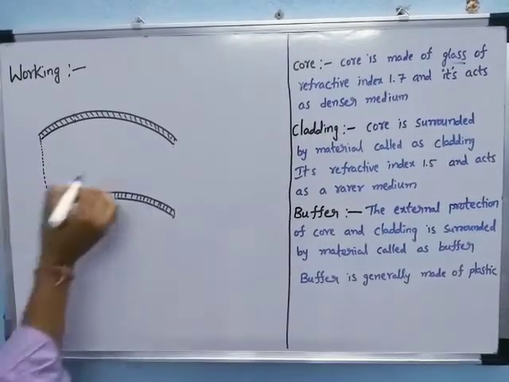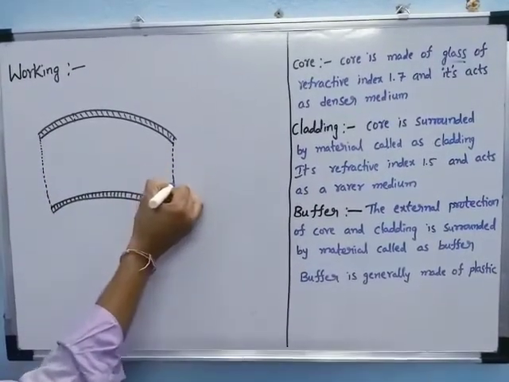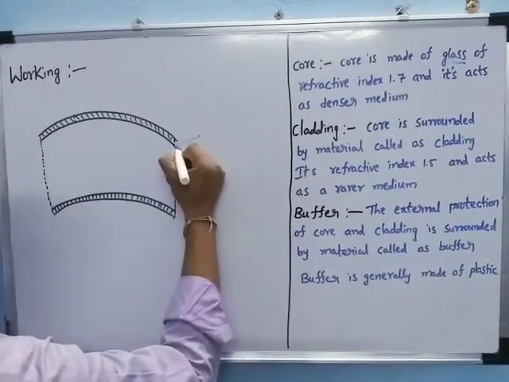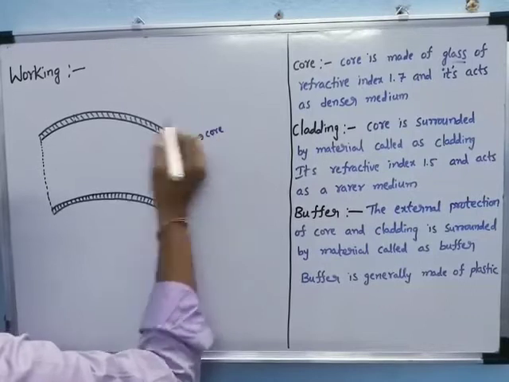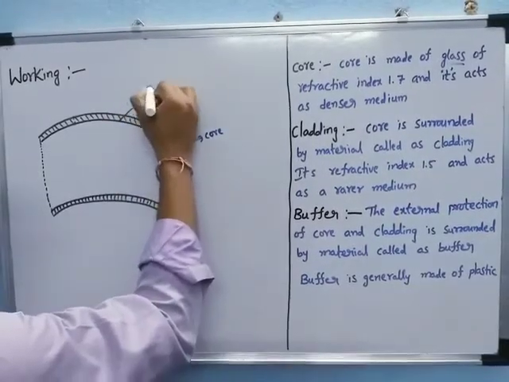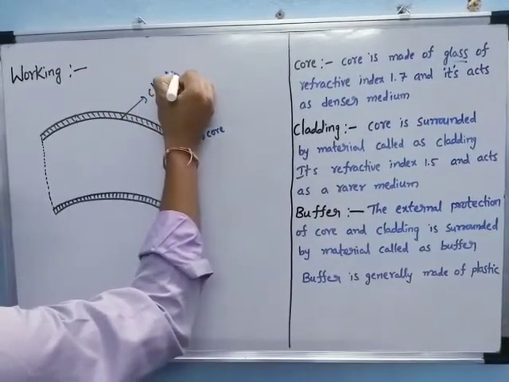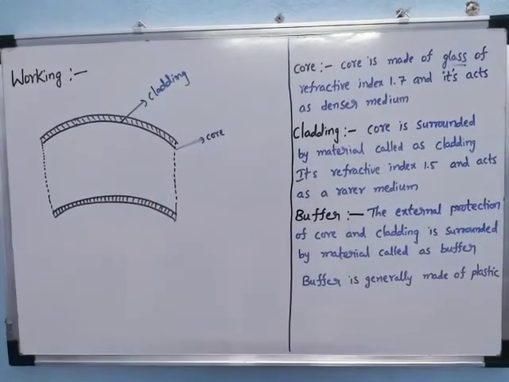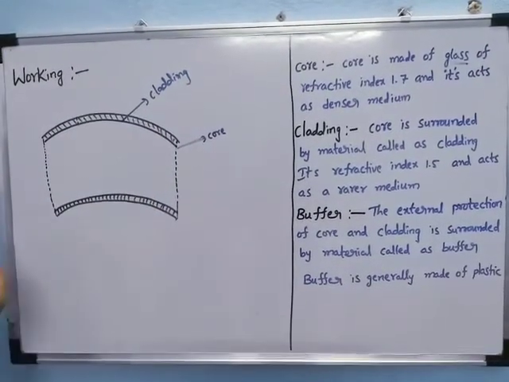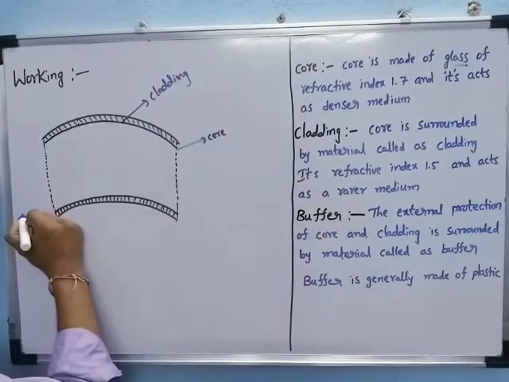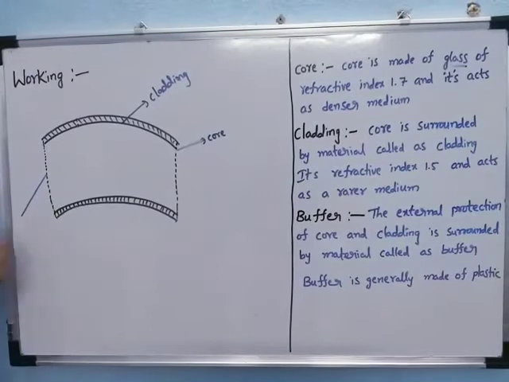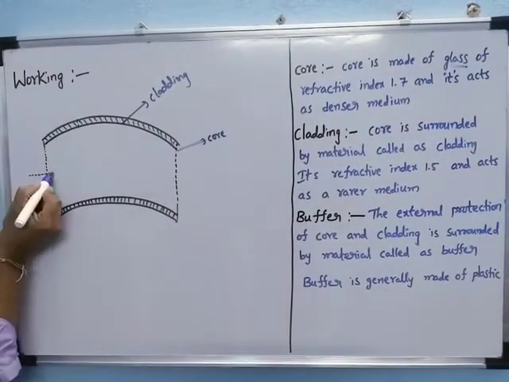What do we construct with this? This is the core, and this is called the cladding. Now when a ray of light is incident on the core, you can say this is the normal.